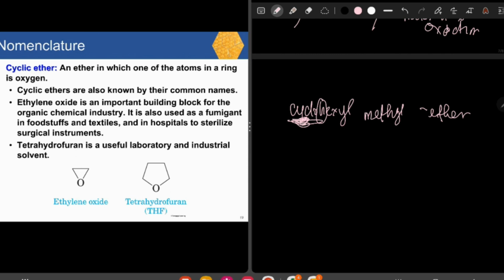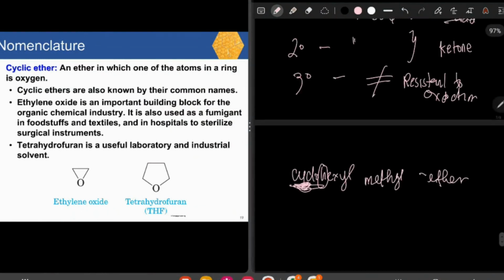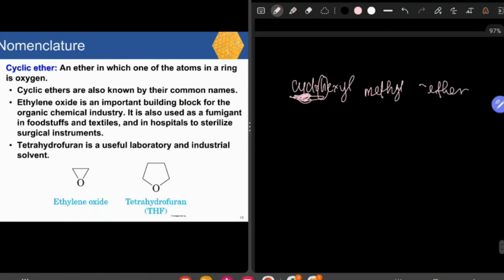Now, we also have your cyclic ether, an ether which has one of the atoms in a ring. So, usually, ito lang yung dalawang common. Si ethylene oxide, no, yung oxygen niya ay nandoon nakalagay sa ring niya. So, you just have to memorize this one. We also have your tetrahydrofuran, no, which is yung oxygen niya ay nandoon sa loob ng mismong ring niya.